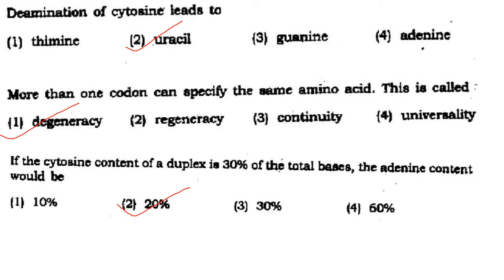Deamination of cytosine leads to option 1 thymine, 2 uracil, 3 guanine, 4 adenine. Answer is option 2, uracil.